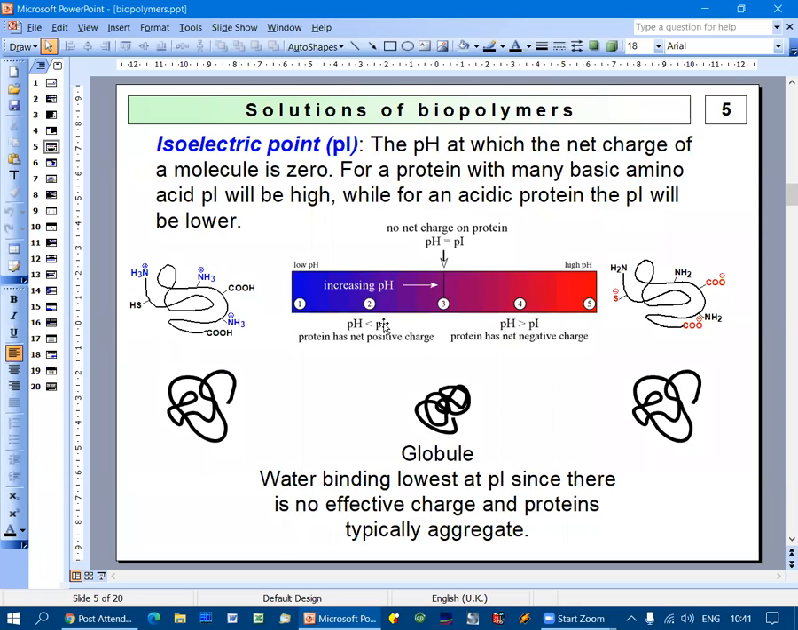Isoelectric point, it's not a point, it's a pH value. Isoelectric point is the pH value at which a molecule doesn't have charge at all, or the total charge is zero. It doesn't mean that functional groups inside chains are not ionized. They can be, but the total charge is zero.